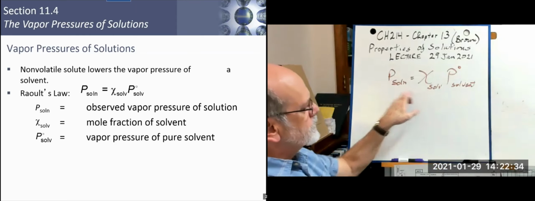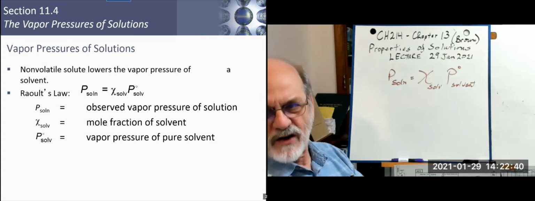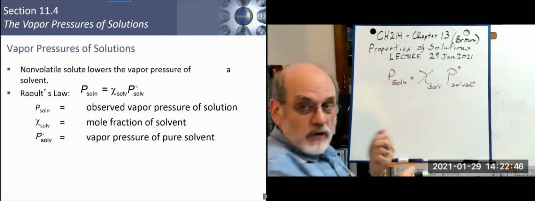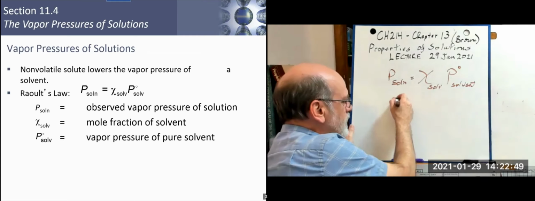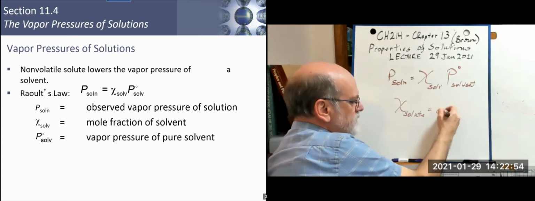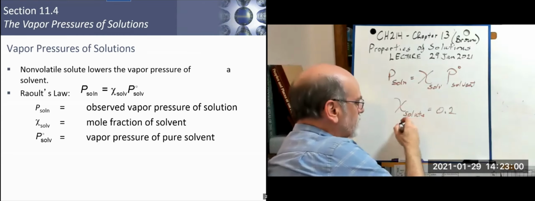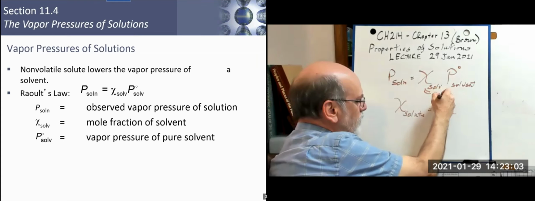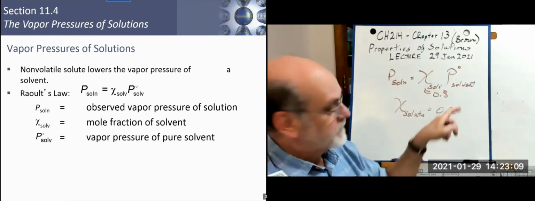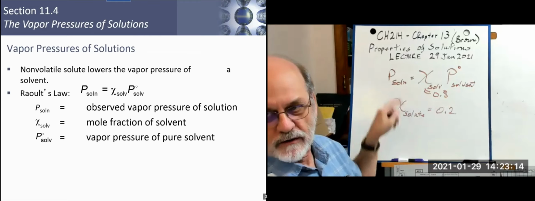So this is the vapor pressure of the solution, this is the pure solvent, and this is the mole fraction of the solvent. If we have a solution where we have calculated the mole fraction of the solute, and it's only got one component, say the solute mole fraction is 0.2, what would the mole fraction of the solvent be? It would be 0.8. So what we need is the vapor pressure of the pure solvent times this value gives us the vapor pressure of the solution.